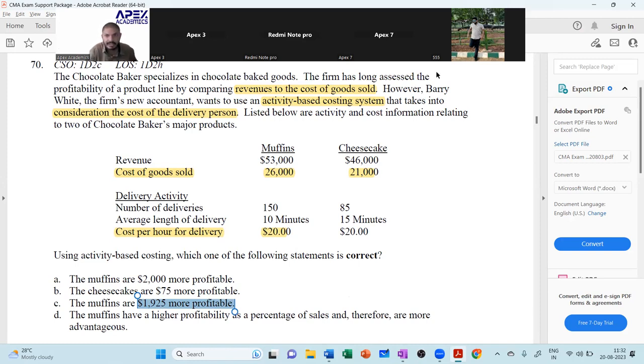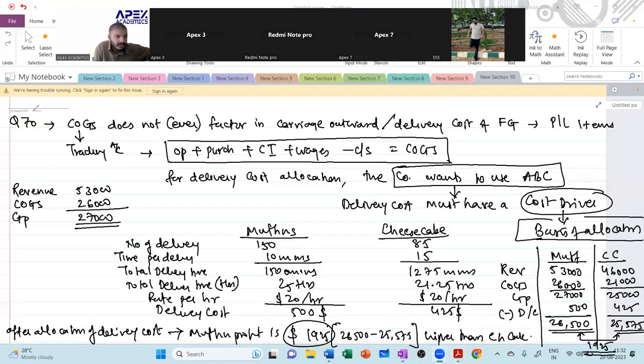I hope you all understand this. And this right here is your working for this particular question number 70. And I think this is option number C that I did it on. So I request you all to take a screenshot. This is going to be an important question for you. Again, activity-based costing. Again, what is this? This is activity-based costing.